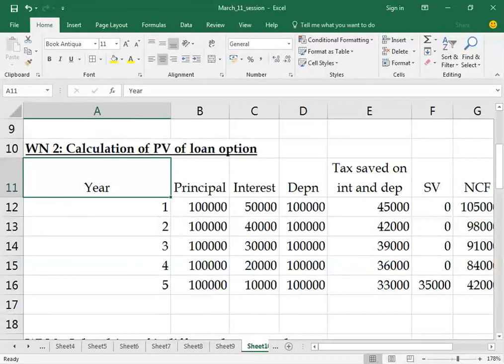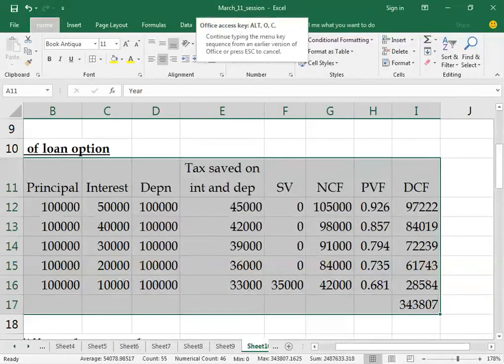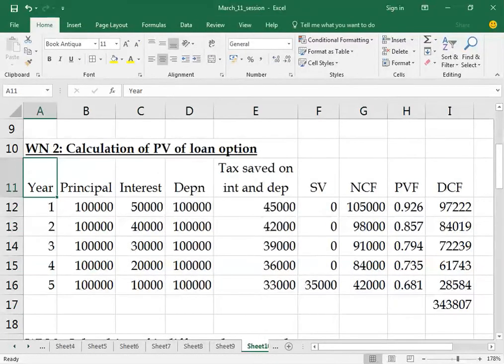I'll be indifferent if both the values are the same. This is what you have done to calculate 343, 807. This 343, 807 has to be changed to 335, 388. First we did it through interest rate, second we did it through residual value. Now third they want us to do it through initial cost.